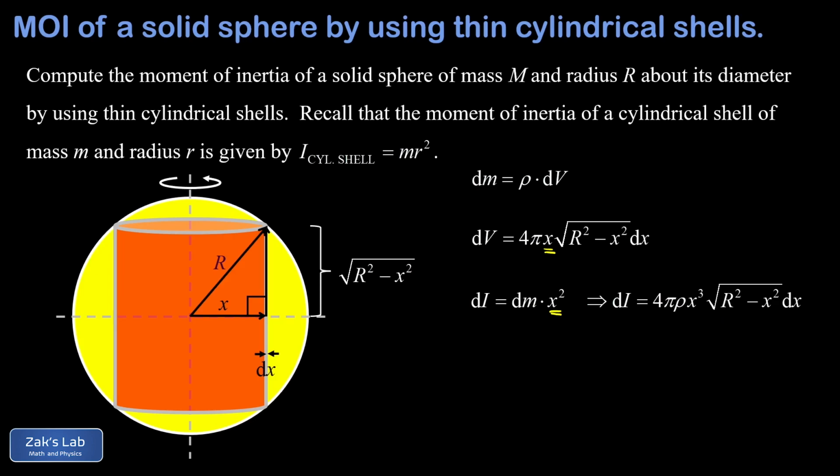And now that the moment of inertia contribution of a single shell is expressed entirely in terms of one variable, x, this means we're ready to use a physical integral to add up all of these contributions. So we start by saying that the total moment of inertia is the sum of all the moment of inertia contributions.